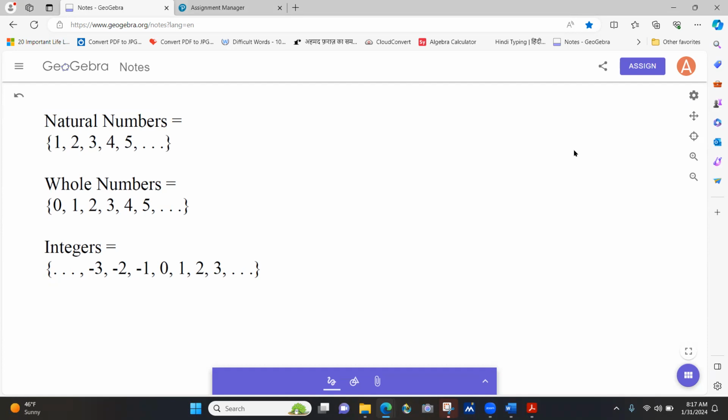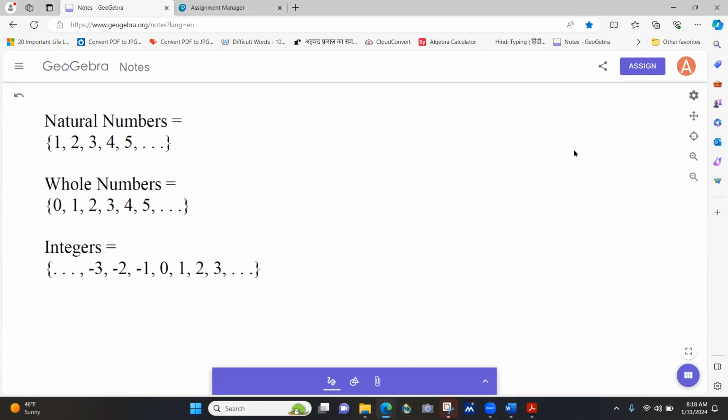What are whole numbers? Whole numbers are basically the set of natural numbers plus 0. 0, 1, 2, 3, 4. What are integers? Integers are basically 0, plus or minus 1, plus or minus 2, plus or minus 3, and it goes on and on and on. Okay?